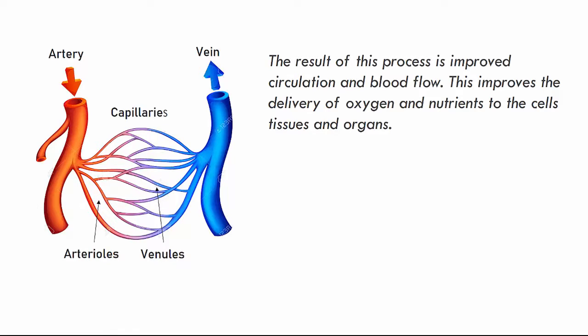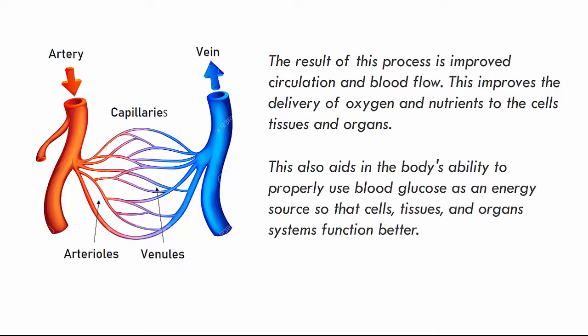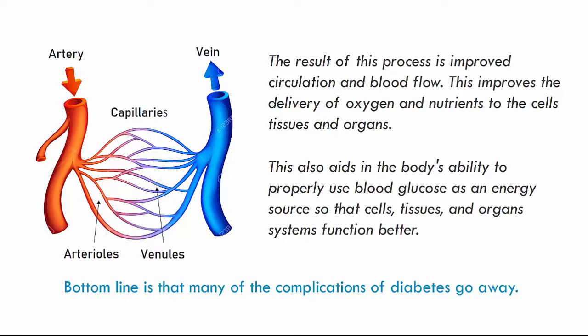This improves the delivery of oxygen and nutrients to the cells, tissues, and organs. This also aids in the body's ability to properly use blood glucose as an energy source so that cells, tissues, and organ systems function better. Bottom line is that many of the complications of diabetes go away. You still need to watch your blood sugar levels, but at least you're taking an active approach to limiting and repairing the damage done to the endothelium.